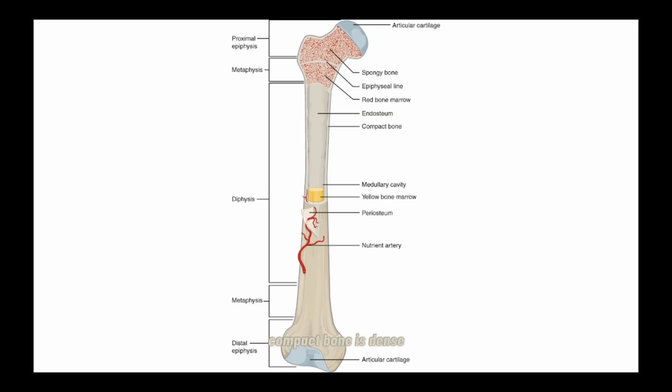Compact bone is dense and has small canals that carry small capillaries through it. Spongy bone is made up of larger cavities and has bone plates, and blood vessels can flow freely through it, while compact bone only allows the small capillaries. It's usually found in the metaphysis.